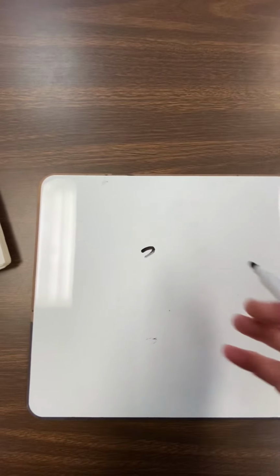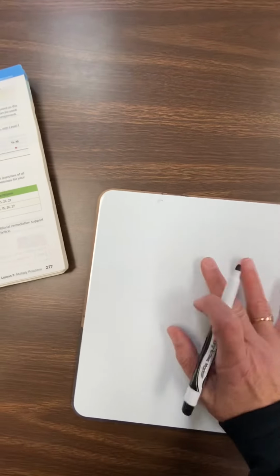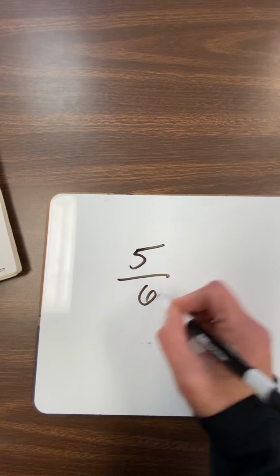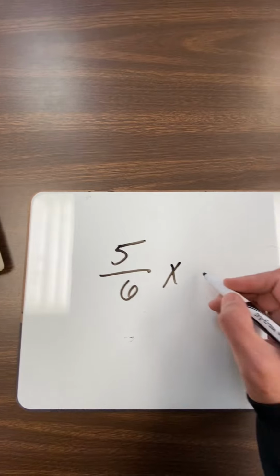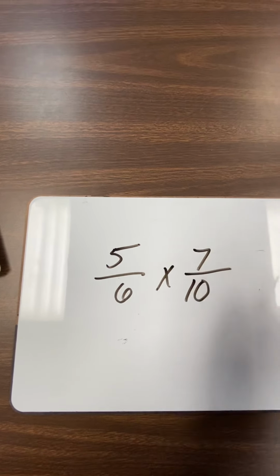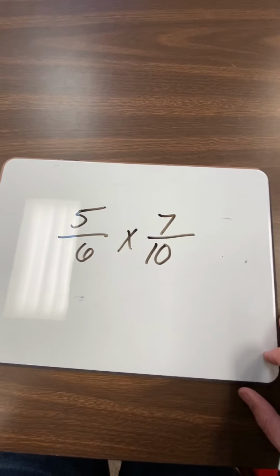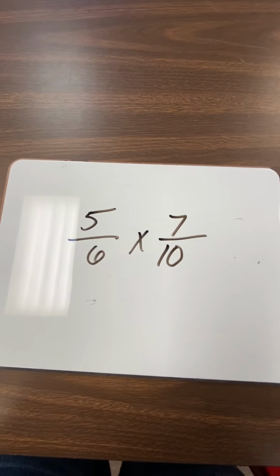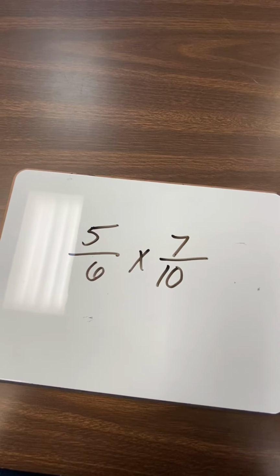Okay, now I'm going to give you a problem this time, and I want you to try it. 5/6 times 7/10. I'm going to give you a couple minutes to do it, and then we'll go over it.